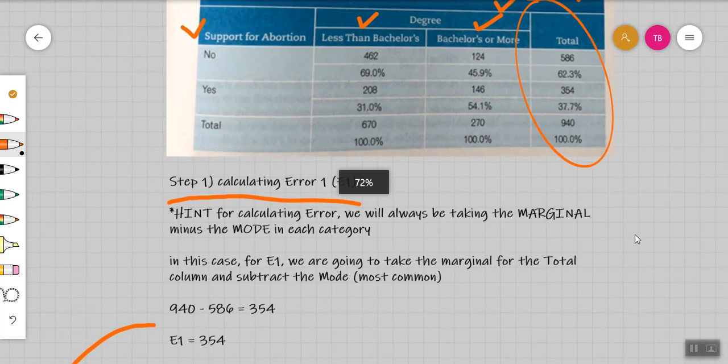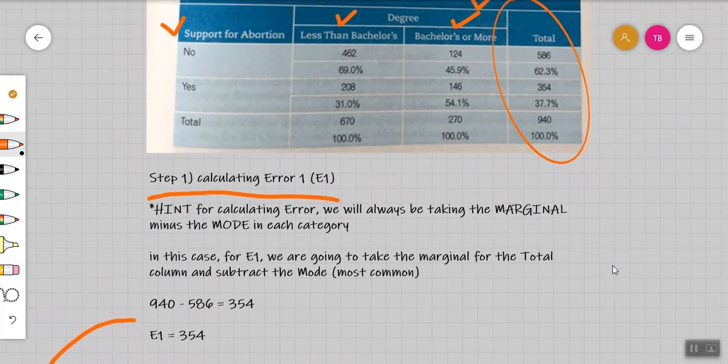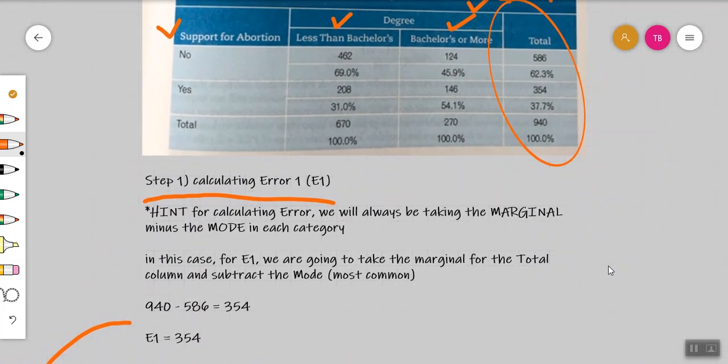Simply, in step 1, you're calculating the error for error 1. Hint, in all of these, it's always going to be taking the marginal. Things on the edges, the marginals, are always the ones on the outside, or the one I have circled here. Minus the mode in each category. So in this case for E1, we're only looking at this last column.